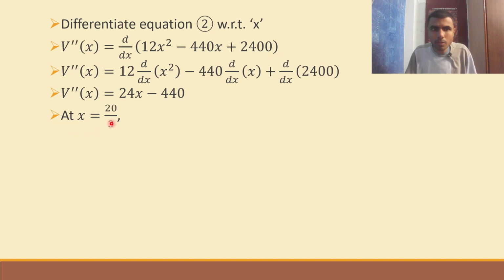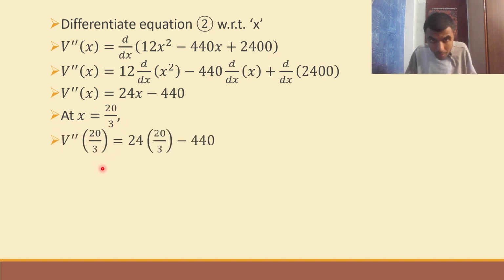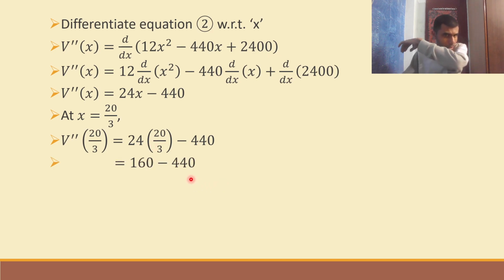Now we have to check at x equal to 20 by 3. V double dash of 20 by 3 is 24 into 20 by 3 minus 440. 3 ones are 3, 12s are 12 into 20 is how much? 240. I'm sorry, I think I made a mistake. It's not 12, it's 8. Sorry, some small mistakes happen. I hope you will forgive me. Now 3 ones are 3, eights are 8 into 20 is 160. 160 minus 440 is minus 280.